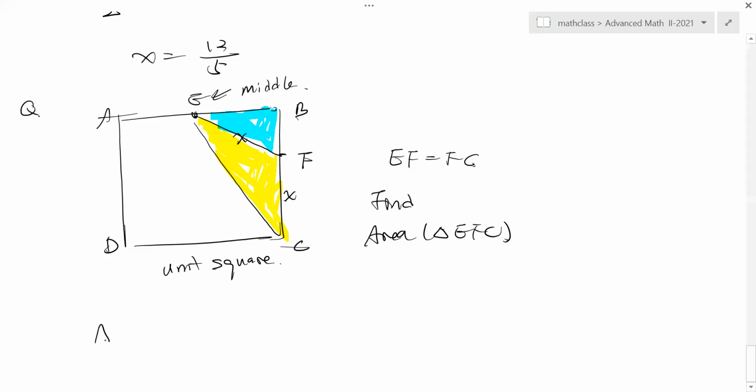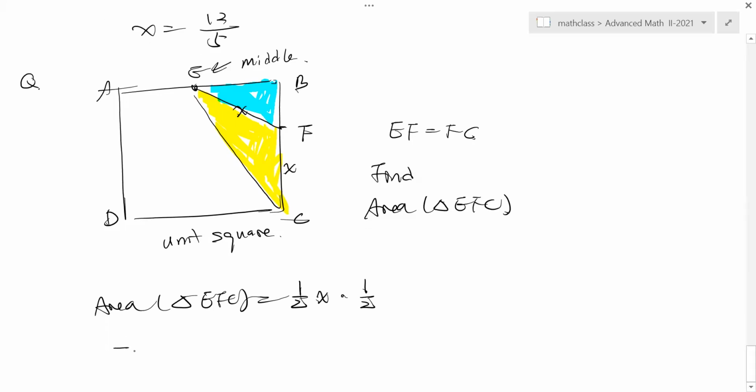Why? Because the area of the triangle EFC is going to be half of the base. The base is x, right? The height is 1/2 because E is the middle point, right? The base times height. But you can also use the area of the triangle EBC, right? Minus the area of the small triangle EBF.